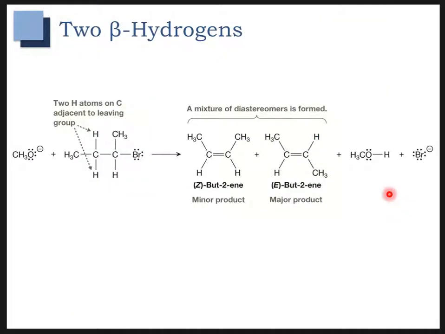In the situation where you have two beta hydrogens, this is a lot easier because we can choose which one is preferred. What typically ends up happening is that you have a major product and a minor product. The major product, of course, is going to be the one that's less sterically hindered. So you can see that the two methyl groups are furthest apart. To understand this, you can also look at the Newman projections.